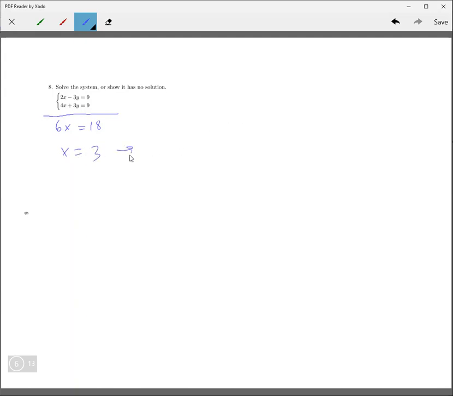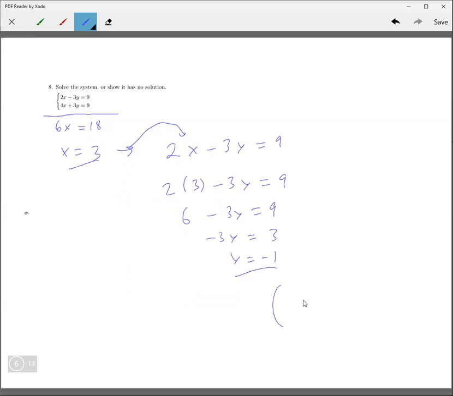Okay, and then you're going to take the 3 and plug it into, let's plug it into the first equation right here. So 2 times 3 minus 3y equals 9. That's 6 minus 3y equals 9. Subtracting 6 from both sides, you get 3y equals 3, so y is negative 1. Okay, so that means that the x value is 3, the y value is negative 1. Okay, let's look at the next one.